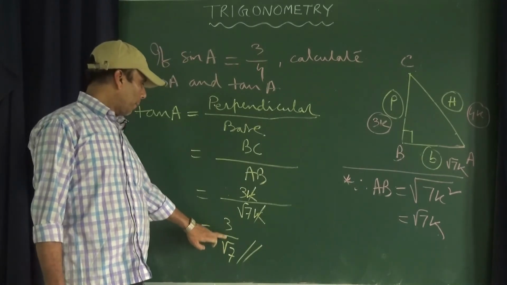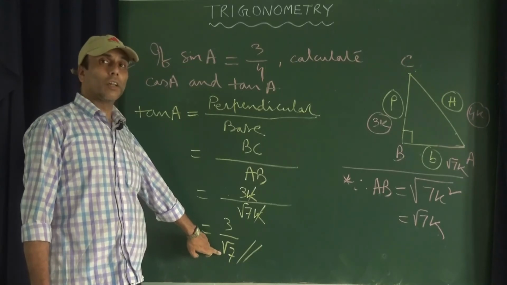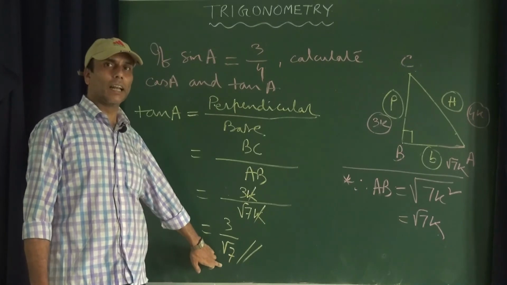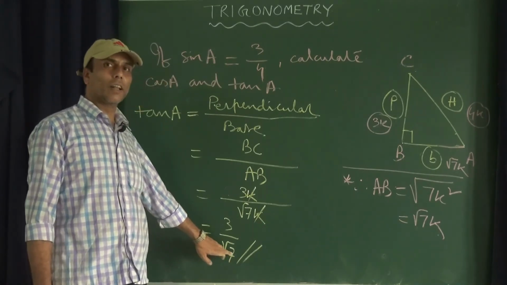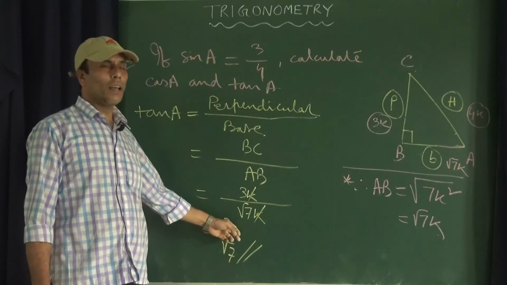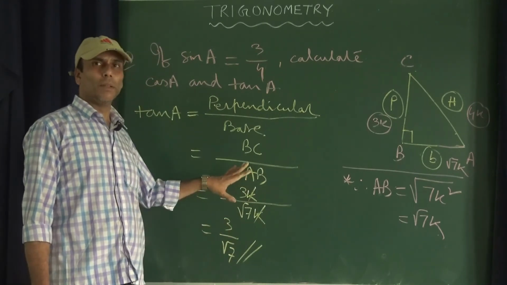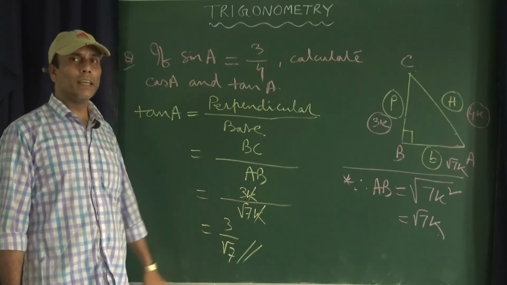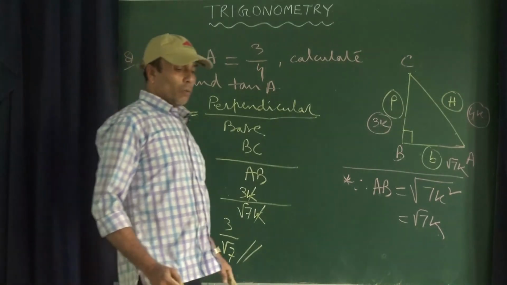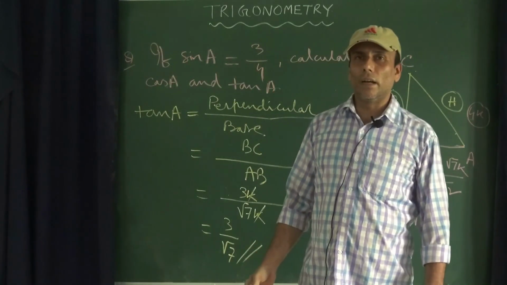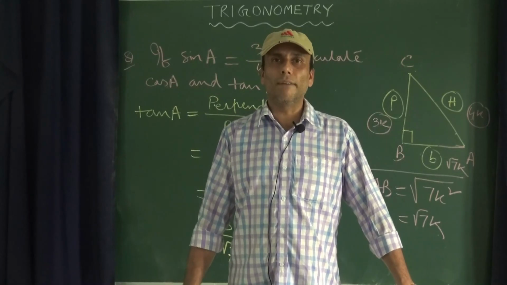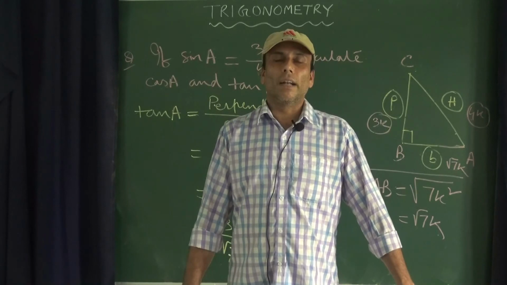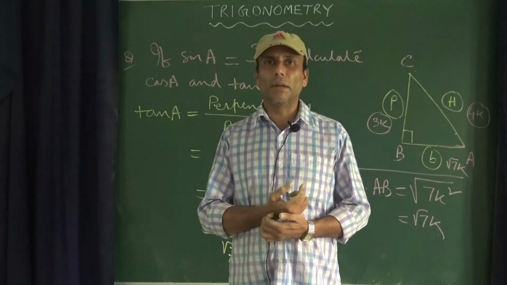Sometimes some people, after getting this answer, do rationalization also. That means they make the denominator a rational number. Root 7 is an irrational number. To make this root 7 rational, we will have to multiply denominator and numerator by root 7. Whatever we get will be the answer. Otherwise, we can keep our answer as 3 by root 7, without doing any rationalization. So here we have learnt that to define different trigonometric ratios, we have to know the length of the sides. Once we know the length of the sides, we can define different trigonometric ratios.